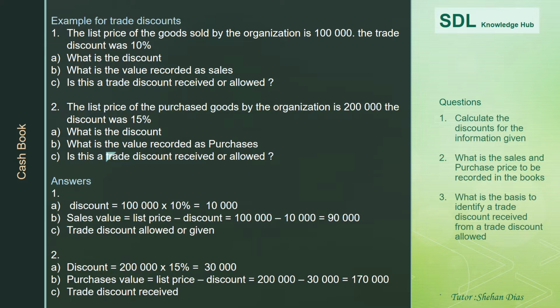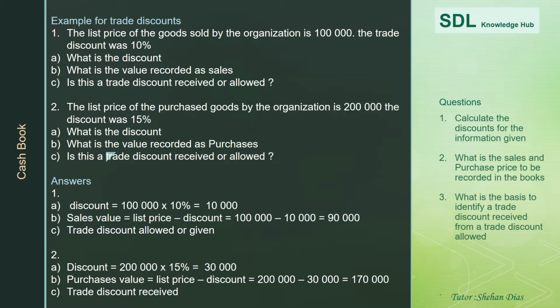The value that is recorded as sales is the after discounted price. So the list price is 100,000, discount is 10,000. So 100,000 minus 10,000, 90,000 is the after discounted price. Since this is a sale and the discount is given to the customers, this is a discount allowed or given.